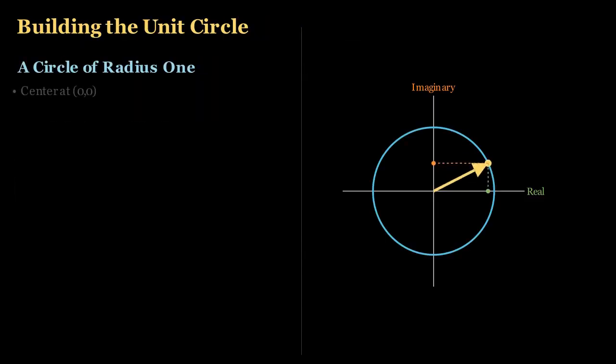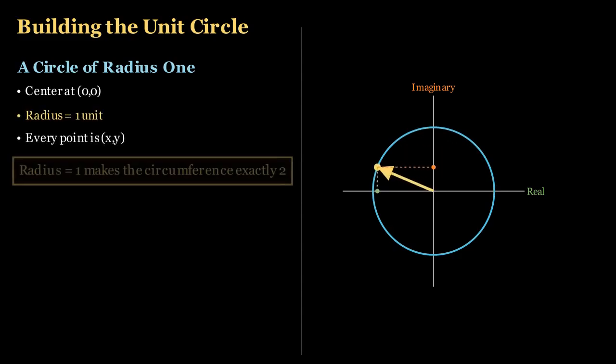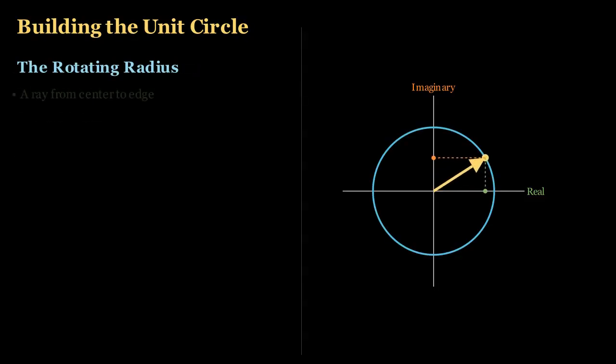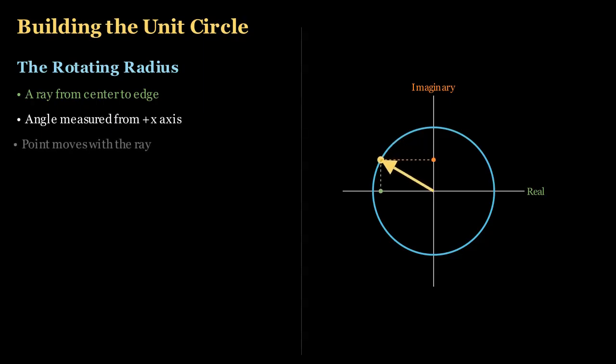We just learned radians measure distance along the edge. Now let's build our measuring tool, a circle with radius exactly 1, centered where the axes cross. From the center, a ray stretches to the circle's edge. As we rotate it counterclockwise from the positive x-axis, its tip traces the circle. That tip is our point, x, y.